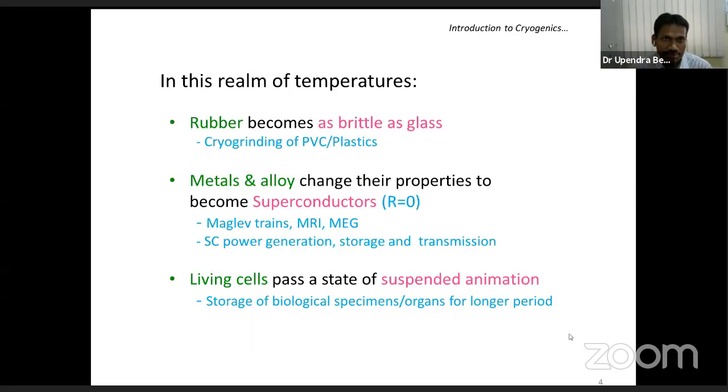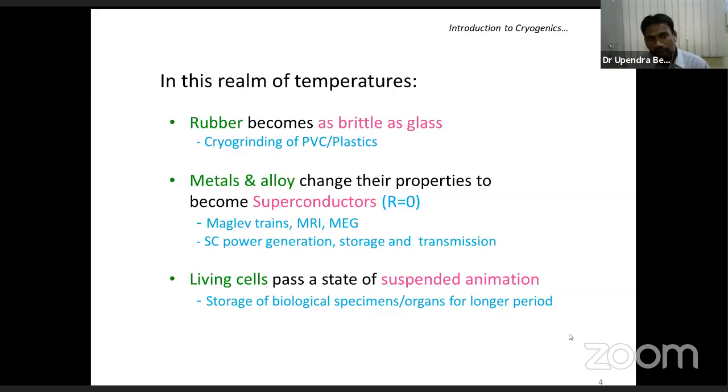In this realm of temperature, rubber becomes as brittle as glass, and that is the basis for cryo-grinding of PVC, plastics, and polypropylene, which are really difficult to grind in conventional mills, and if you do grind them, the quality of these materials deteriorates. So cryo-grinding helps a lot, and that is the technology for cryo-grinding of PVC by cryogenic means. You can easily grind it, and a very good introduction to this has been given by Professor Kasturangan.